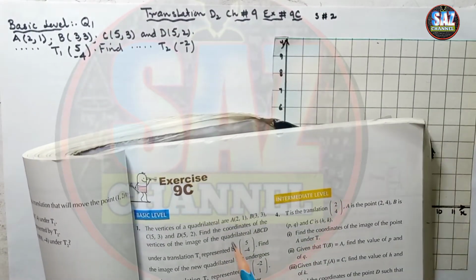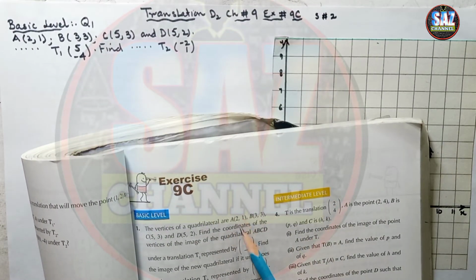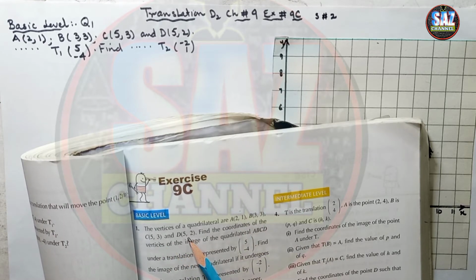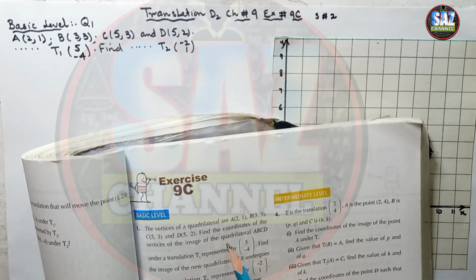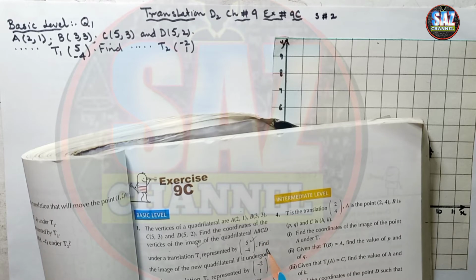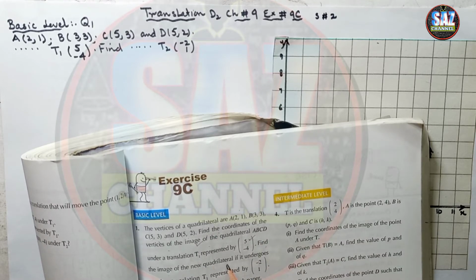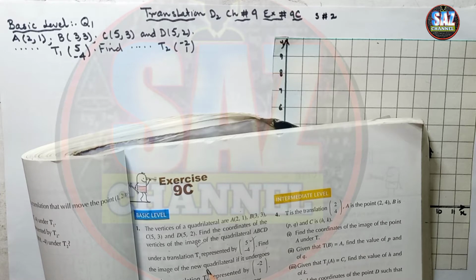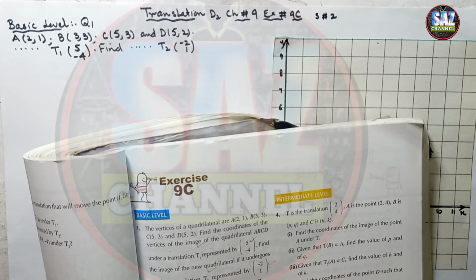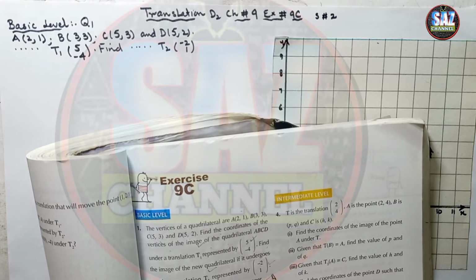Question 1 says that the vertices of the quadrilateral are A (2, 1), B (3, 3), C (5, 3) and D (5, 2). Find the coordinates of the vertices of the image of the quadrilateral ABCD under the translation vector T1 (5, -4), and then find the image of the new quadrilateral if it undergoes another translation T2 represented by the translation vector (-2, 1). Show your working on the sheet of graph paper.